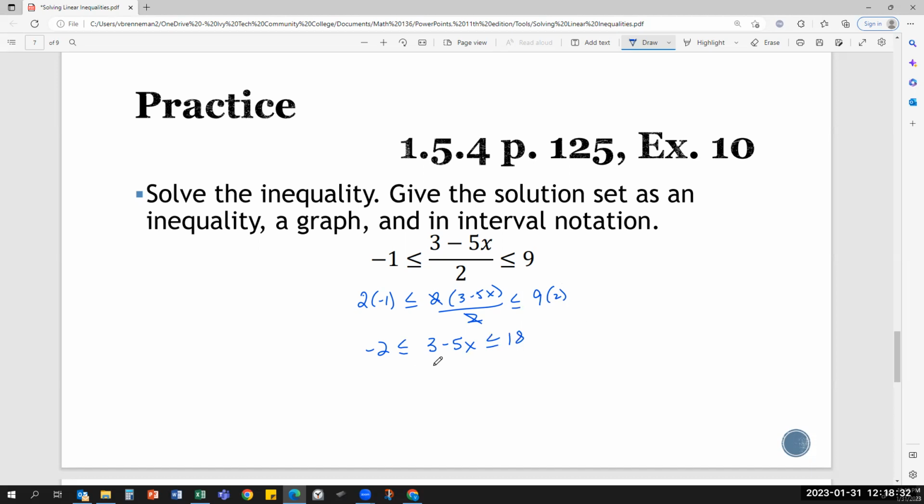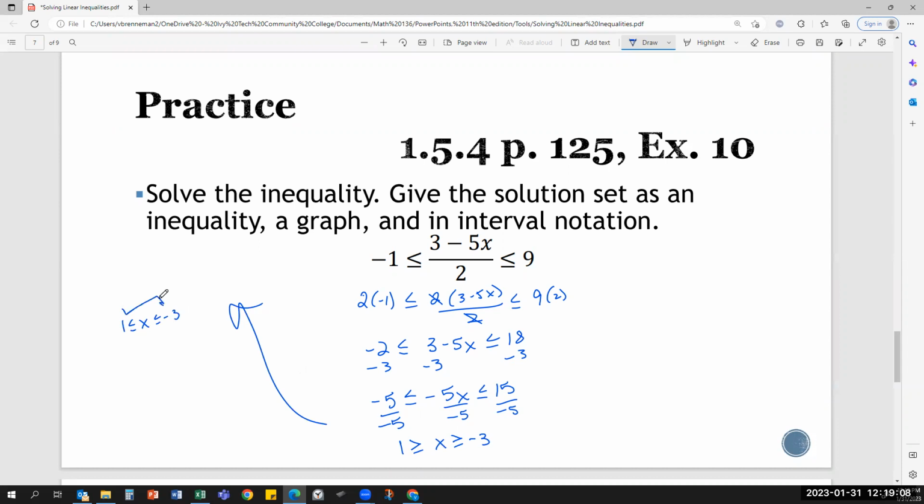Now I can go ahead and subtract 3 from each piece, and I get -5 is less than or equal to -5x is less than or equal to 15. And I'm going to divide everything by -5. And because I'm dividing by a negative, I have to switch the direction of the inequality. So it's now going to be 1 is greater than or equal to x is greater than or equal to -3. Notice if I forgot to switch the inequality, I would have 1 less than or equal to x less than or equal to -3.